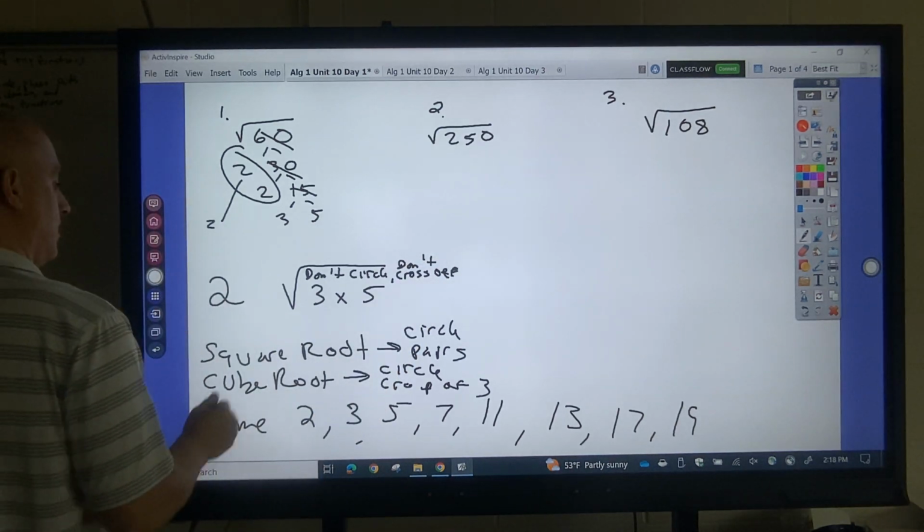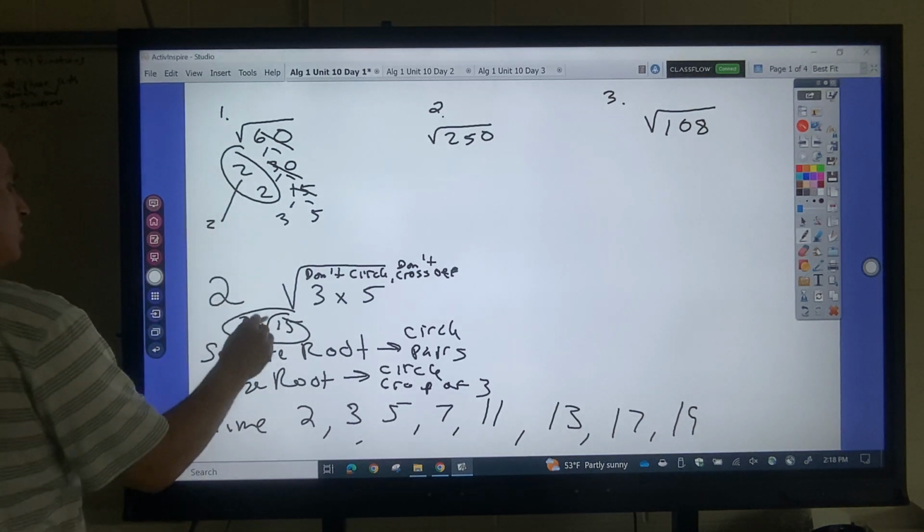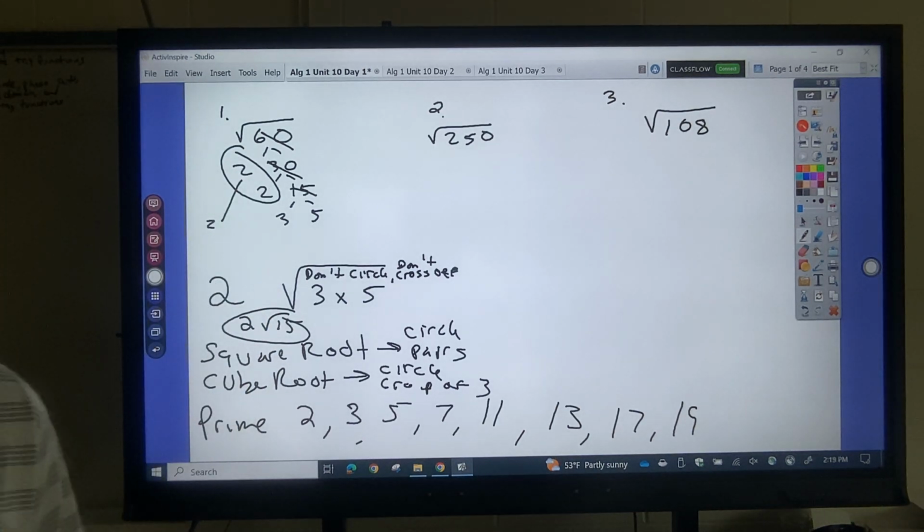Okay, so 3 times 5 is 15. So this reduces to 2 square root of 15. That's how you do that, okay?